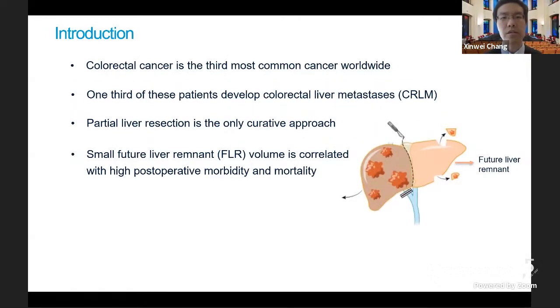Colorectal cancer is the third most common cancer worldwide. One third of these patients develop colorectal liver metastasis. Partial liver resection is the only curative approach for this tumor. From the picture, we can see that the right part of the liver with tumors is resected during operation. The left part of the liver is preserved, which is called the future liver remnant. Small future liver remnant volume is correlated with high postoperative morbidity and mortality.